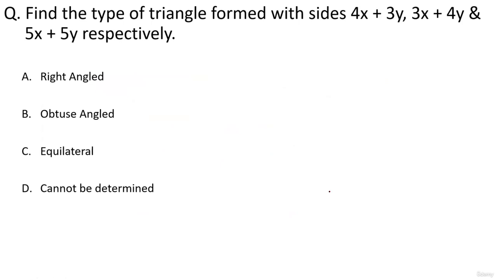Okay, guys, let's go on to the next question. Find the type of triangle formed with sides 4x plus 3y, 3x plus 4y, and 5x plus 5y.